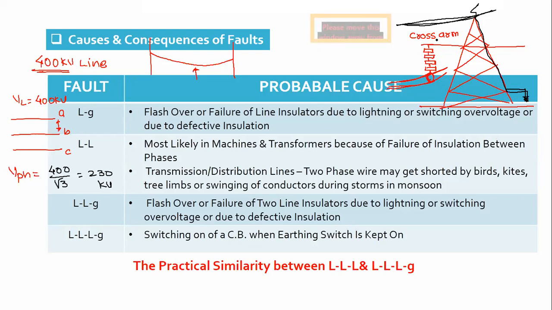So what is the potential of the cross arm if it is grounded or earthed? What is the potential of the cross arm? Zero. Yes. The cross arm will be at 0 volt. Clear? What is the potential of the phase conductor? 230 kV. So the difference between the cross arm and the phase conductor is 230 kV. There is a voltage. Fine.